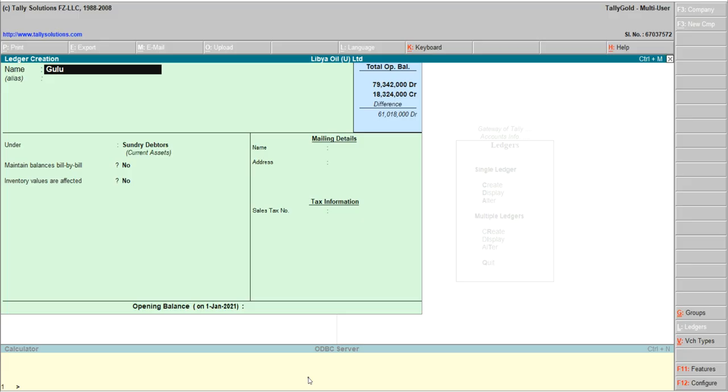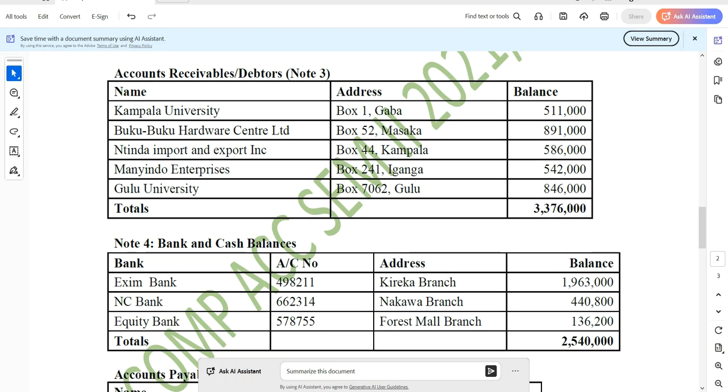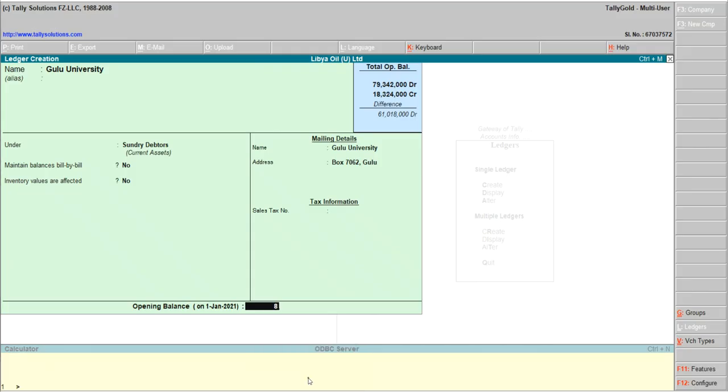Gulu University. The address is box 7632 Gulu. Opening balance 846,000, debit balance.